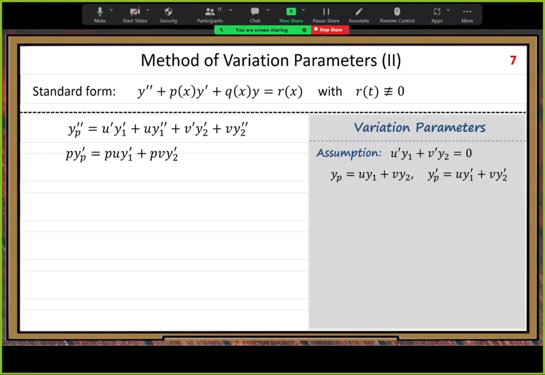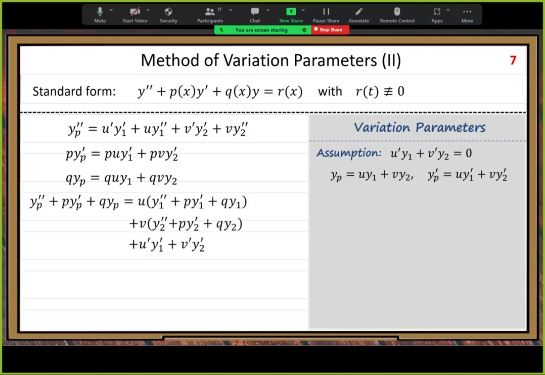Then, in order to use the left-hand side format, we need to multiply p on both sides of the y prime equality. So we get this one, p. Then q multiplies the yp equality, both sides. Q. Because the left-hand side formula tells us we should do it that way. Then we add these 3 equations.